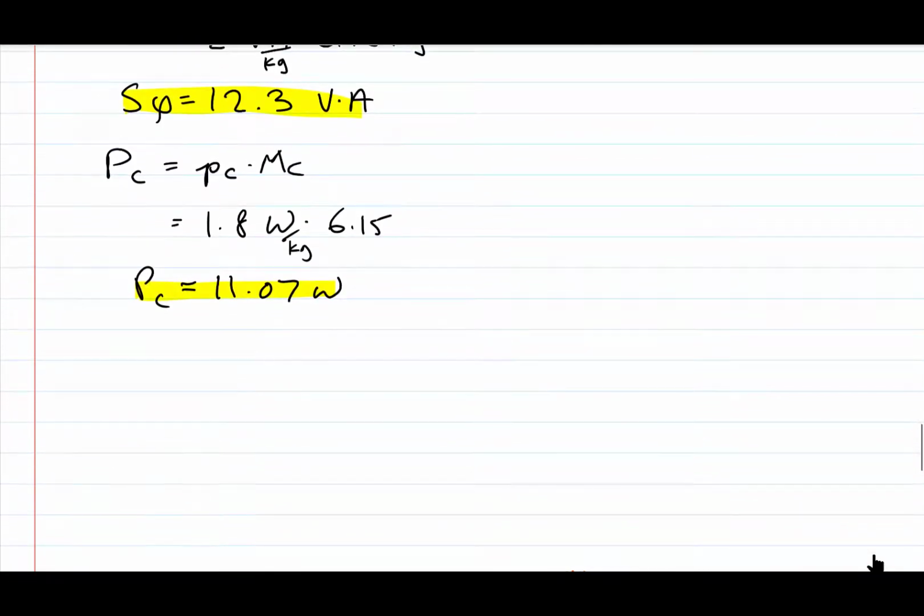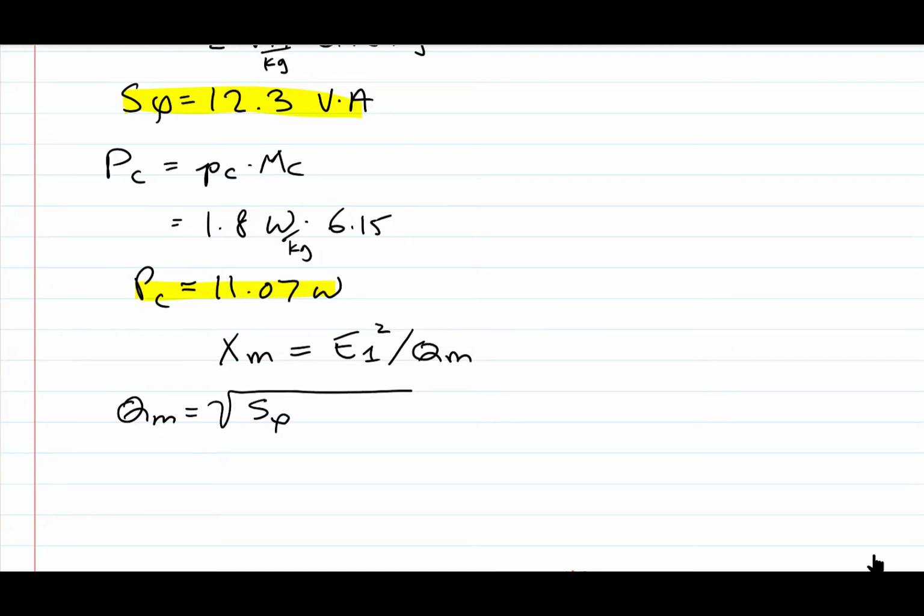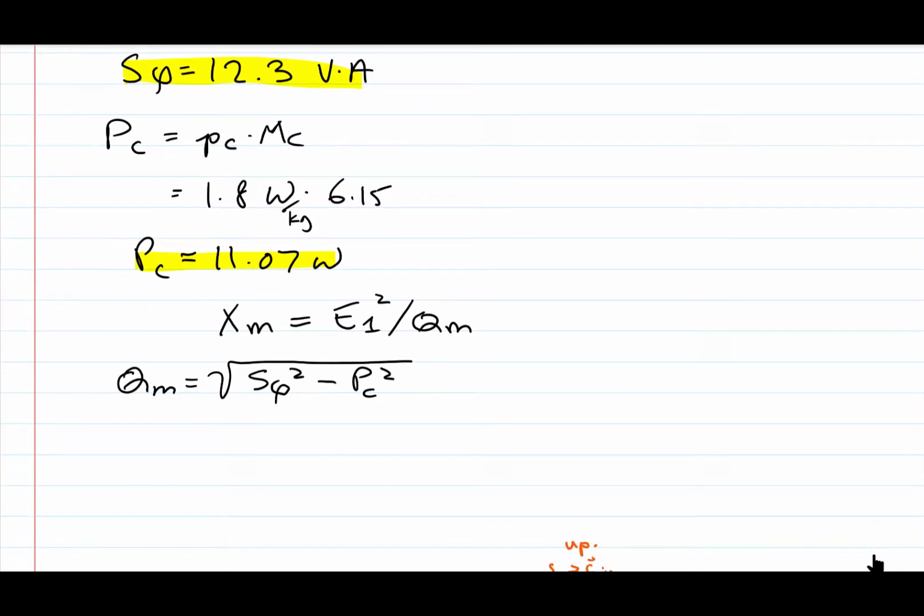And now we can quite easily find our X sub m. It is going to be E1 squared divided by the magnetizing VARs. So how do we find the magnetizing VARs? There are two ways that we could do it. We could say that Q sub m is equal to the square root of excitation squared minus P sub C squared. Or we can do it another way. This is the fastest way.